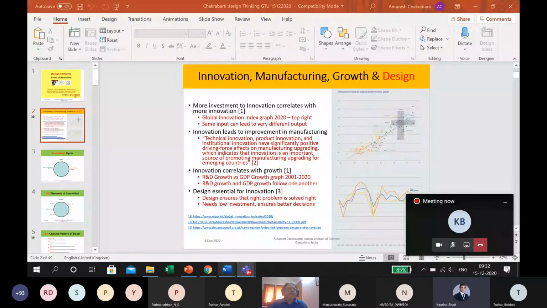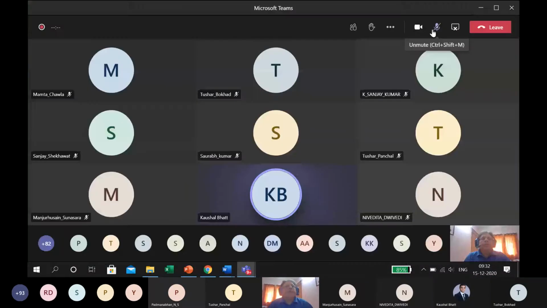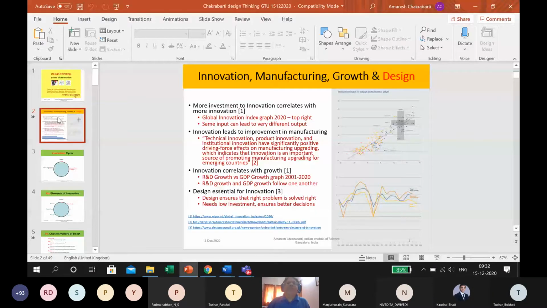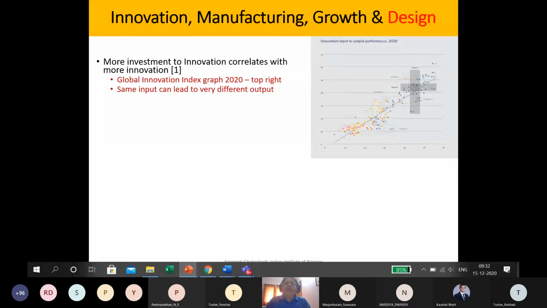Okay, fine. So let me start again. What I was saying was that if you invest more into innovation, then that correlates with more innovation. So the graph on the right side shows that the x-axis is how much resource is put into innovation, and the y-axis is how much innovation is produced, and every dot is for one country from the Global Innovation Index report of 2020. And you see that these two correlate with each other irrespective of which country.